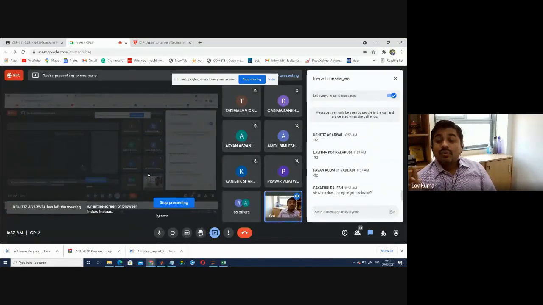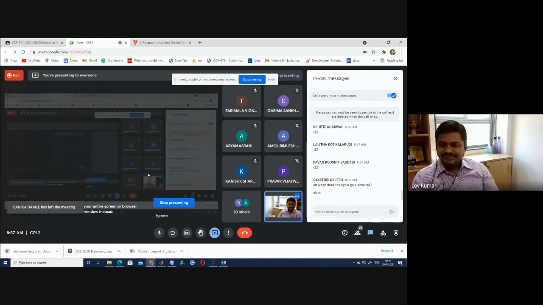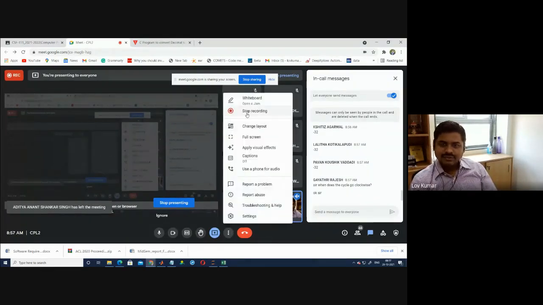The cycle goes clockwise when you are adding a positive number. When you are adding a positive number, the cycle will go clockwise, and when you are adding a negative number, the cycle will go anti-clockwise. Okay. So if you have any question, then please ask.